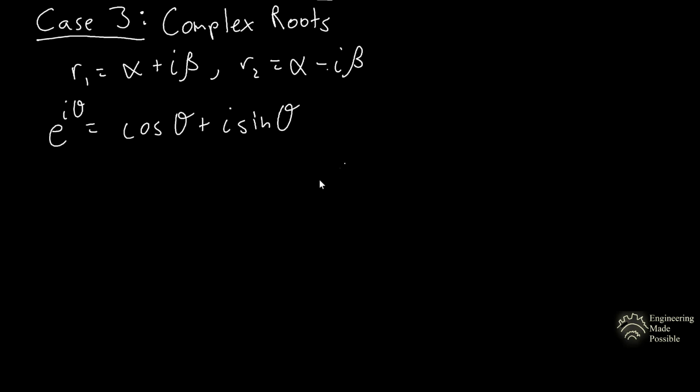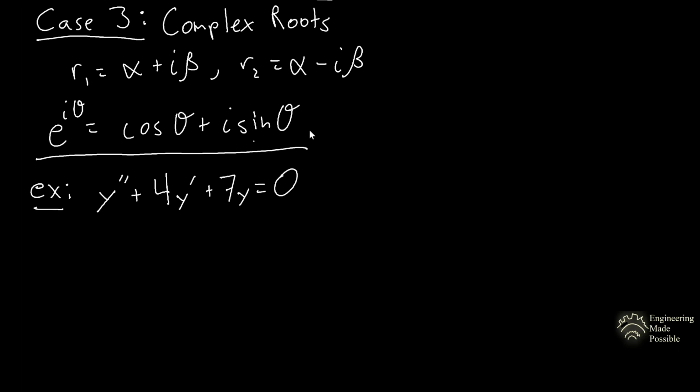So for Euler's formula, we have e to the power of i theta is equal to cosine theta plus i sine theta. So you're able to represent it using sine and cosine. This is what we'll be utilizing when we solve for these roots. So let's go ahead and show an example. So we have y double prime plus 4y prime plus 7y is equal to 0. So we see it's homogeneous with constant coefficients.